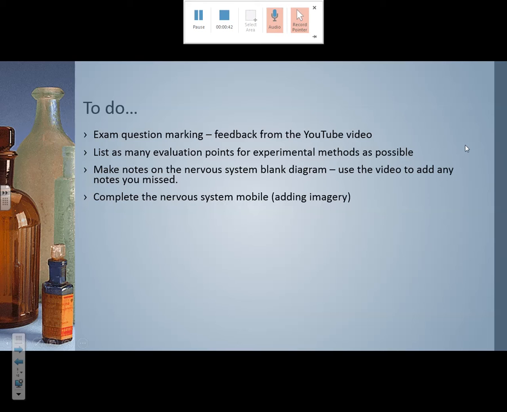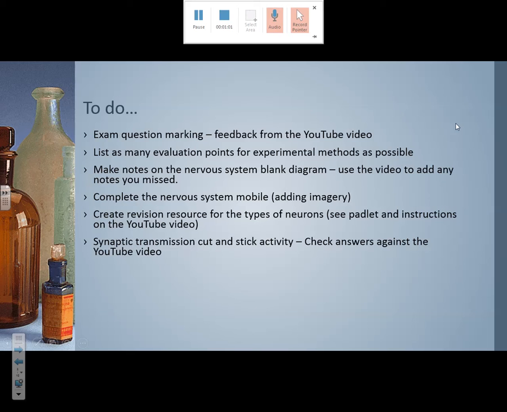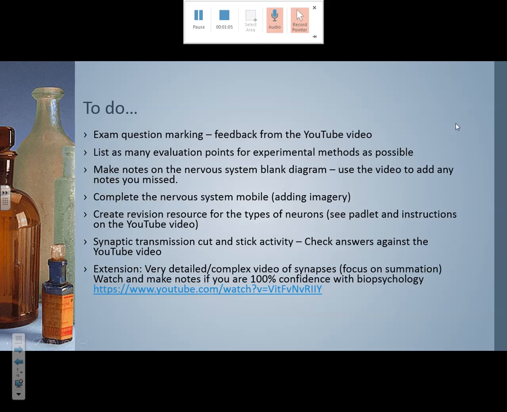Check your learning. You will complete the nervous system mobile that you started there at the front of the table, and at the end when you finish with them, can you put them back into the little white folder that they came from, please? Create a revision resource for the types of neurons, and I'll show you on Padlet and I will talk you through the instructions as well. Do a cut and stick activity of the synaptic transmission, and then check the answers against the YouTube video.